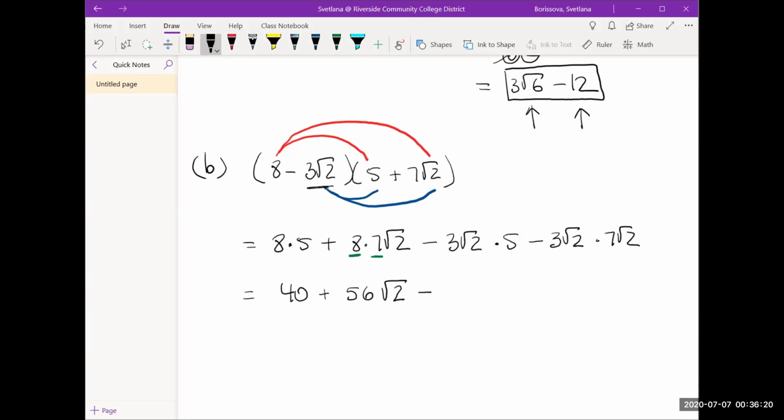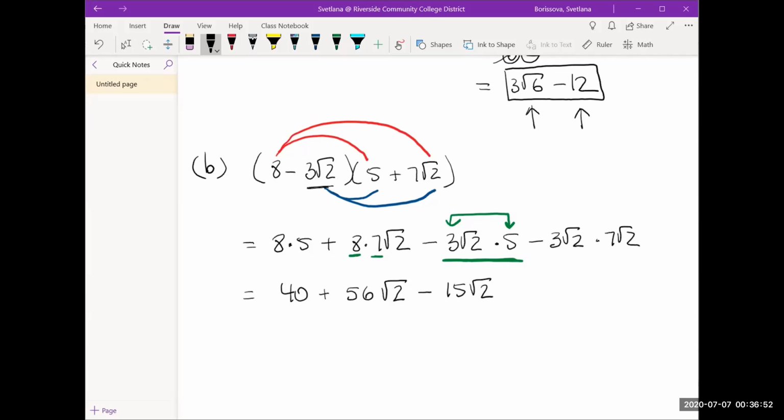Minus, now for the second product, what numbers can be multiplied? What do you think? So we have 3, we have square root of 2, and we have 5. Which numbers can be multiplied here? Negative 3 and 5. Negative 3 and 5, that's right, they're like outside numbers, right? So negative 3 and 5 can be multiplied, and then 2 stays inside the radical as it is, so minus 15 square root of 2.